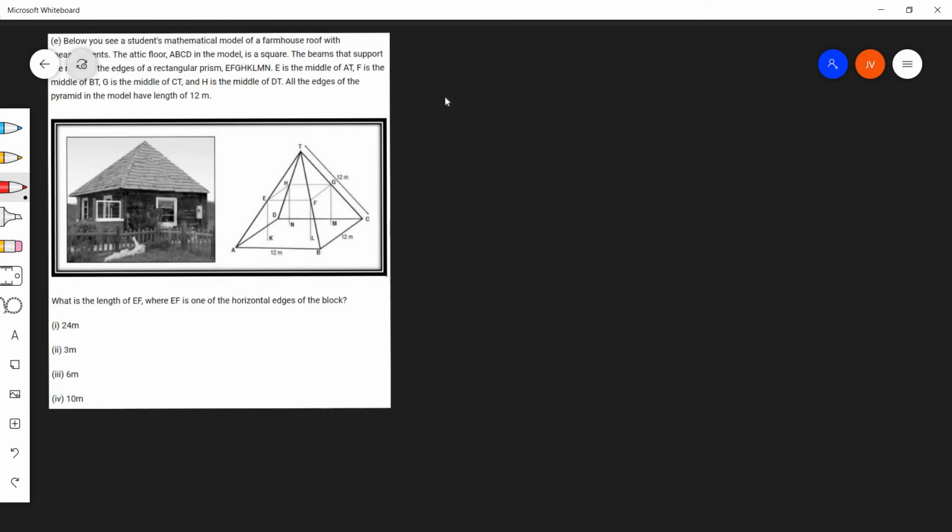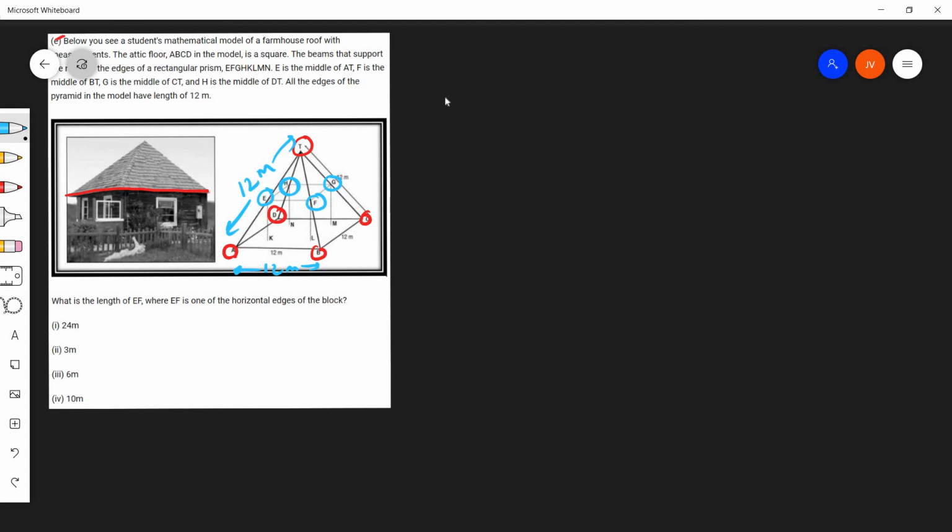Now let us answer the last bit, the fifth bit or E bit of the case study. Given to us below, we have on the left side a house and on the right side the attic of the house. So the attic floor, that means where I am putting the outline right now, is labeled as A, B, C, D, which is a square, and the vertex is T. So the attic is in the form of a square pyramid. And in the question they write that points E, F, G, H are the midpoints of the edges of the attic, and every edge is 12 meters.